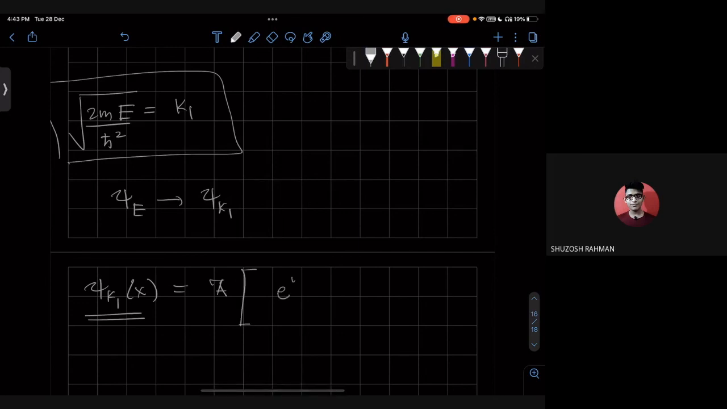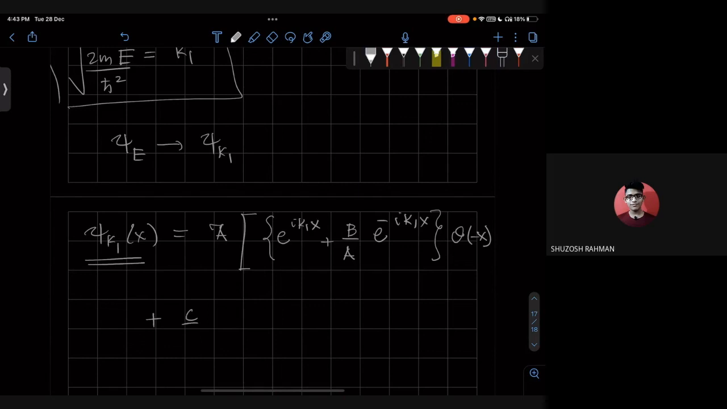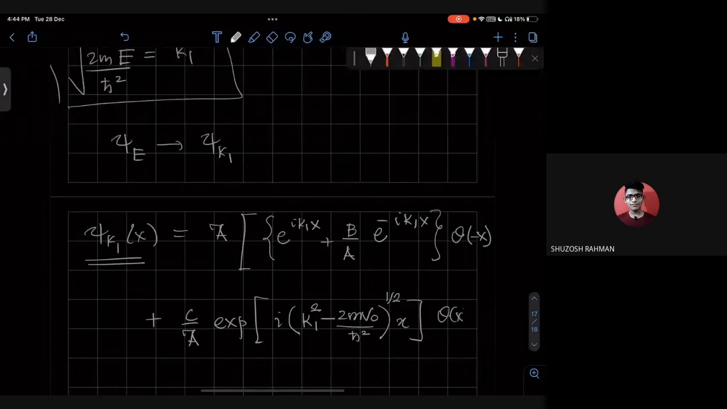And inside I get e to the power i k1x plus b over a e to the power minus i k1x, multiplied by theta of minus x, plus c over a e to the power plus i. Now instead of k2, I'm writing it in terms of k1, since E can be expressed in terms of k1. So we get the square root of k1 squared minus 2m V naught over h bar squared, times x, times theta of x. Okay, so this is my energy eigenstate.